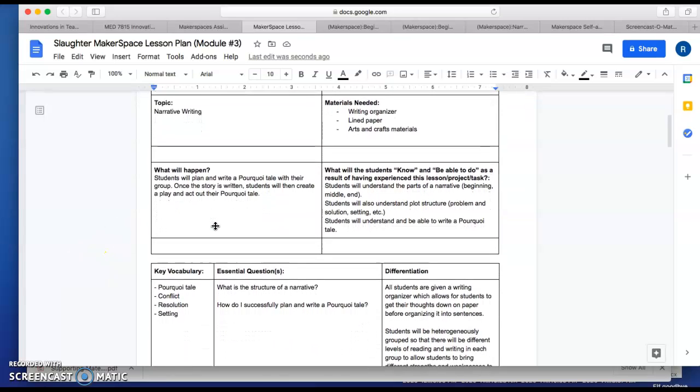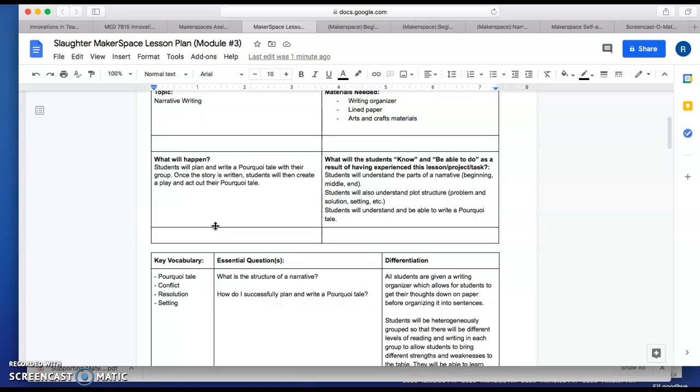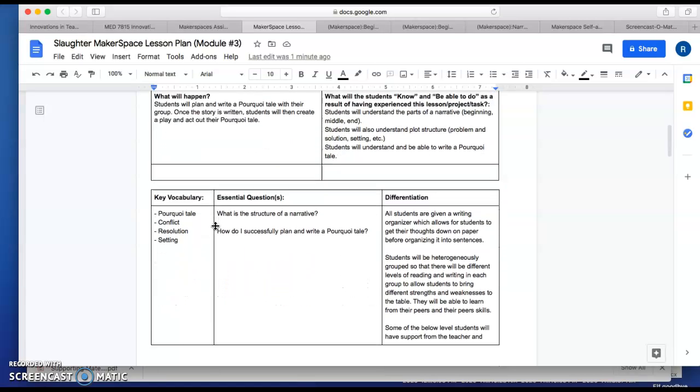So students will plan and write out a pourquoi-tail with their group. Once the story is written, students will then create a play and act out their pourquoi-tail. So, what students will know and be able to do: students will understand the parts of a narrative, the beginning, middle, and end. Students will also understand the plot structure, the problem and solution, setting, and more. Students will understand and be able to write a pourquoi-tail.